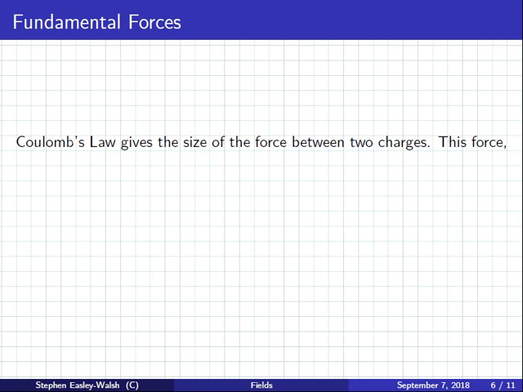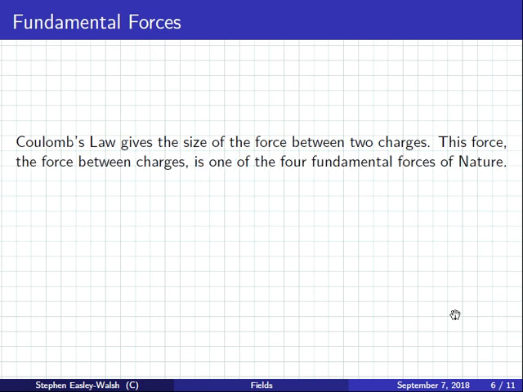Coulomb's law gives the size of force between two charges. This force is one of the four basic forces of nature. So in nature, there's four forces. We've seen one already, gravity. The next one is this force we're doing now, Coulomb's, the force between charges. It's the second force. Does anyone know the other two?